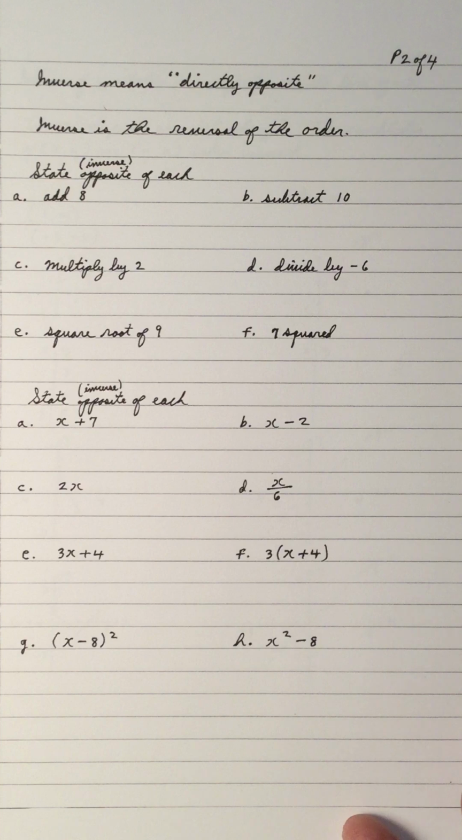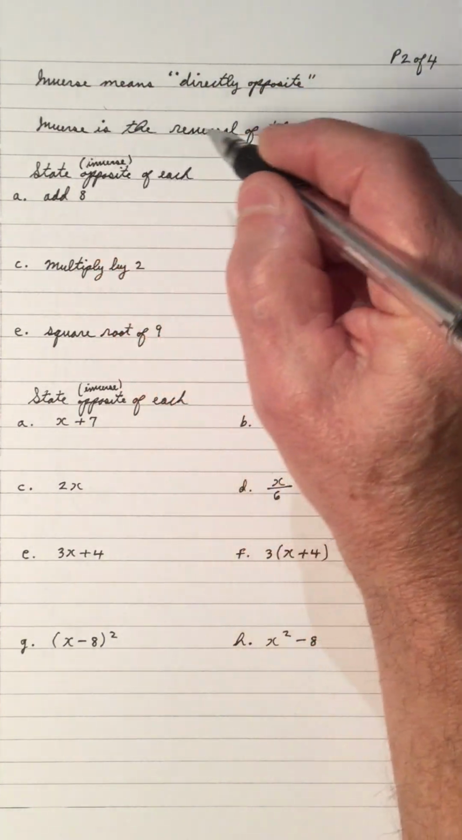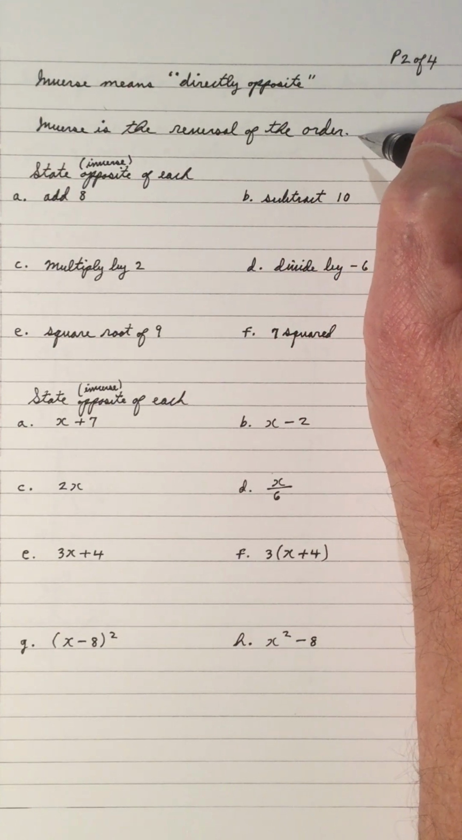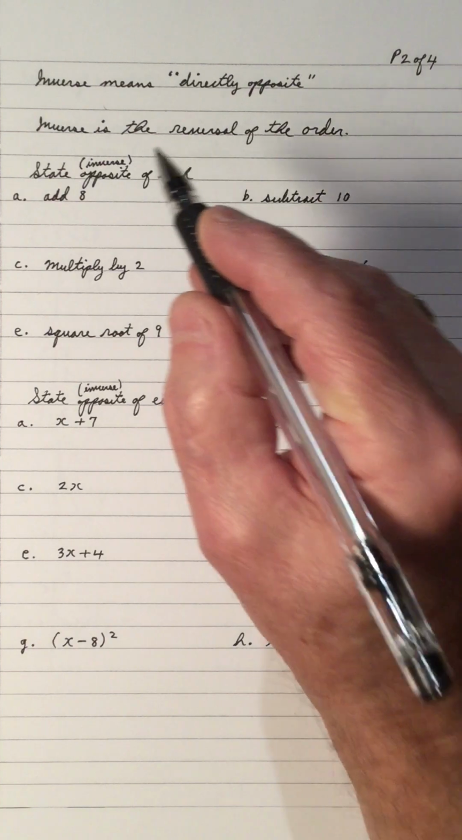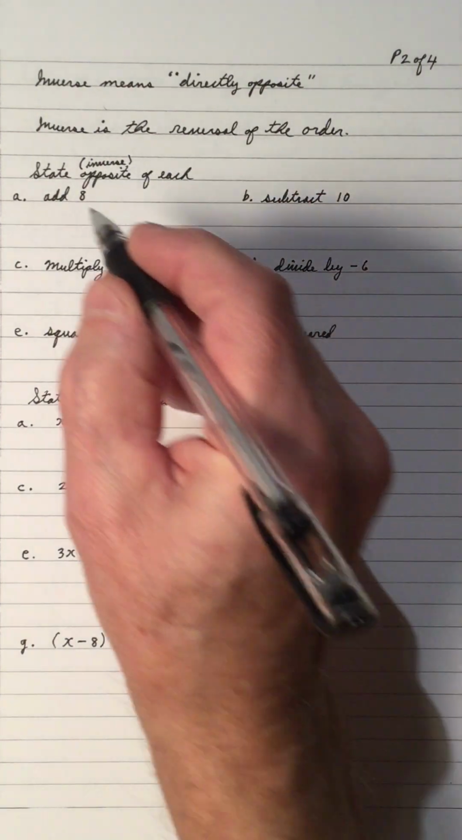Inverse, according to the dictionary, means directly opposite. An inverse is the reverse of the order that we're going to, or say the order of operations. State the opposite or the inverse of each.